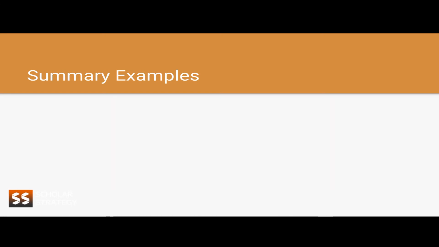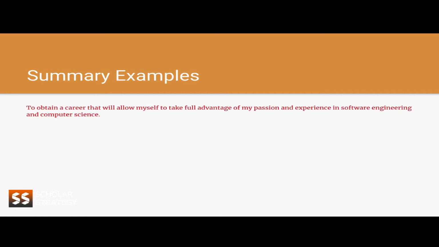Next, we would look at some of the good and bad professional summaries that I came across. This was actually from a grad student I saw: "To obtain a career that will allow myself to take full advantage of my passion and experience in software engineering and computer science." So many things are wrong with it. First of all, there is no speciality described here. Within computer science, what are you focusing on? What are the areas that you're more comfortable in?